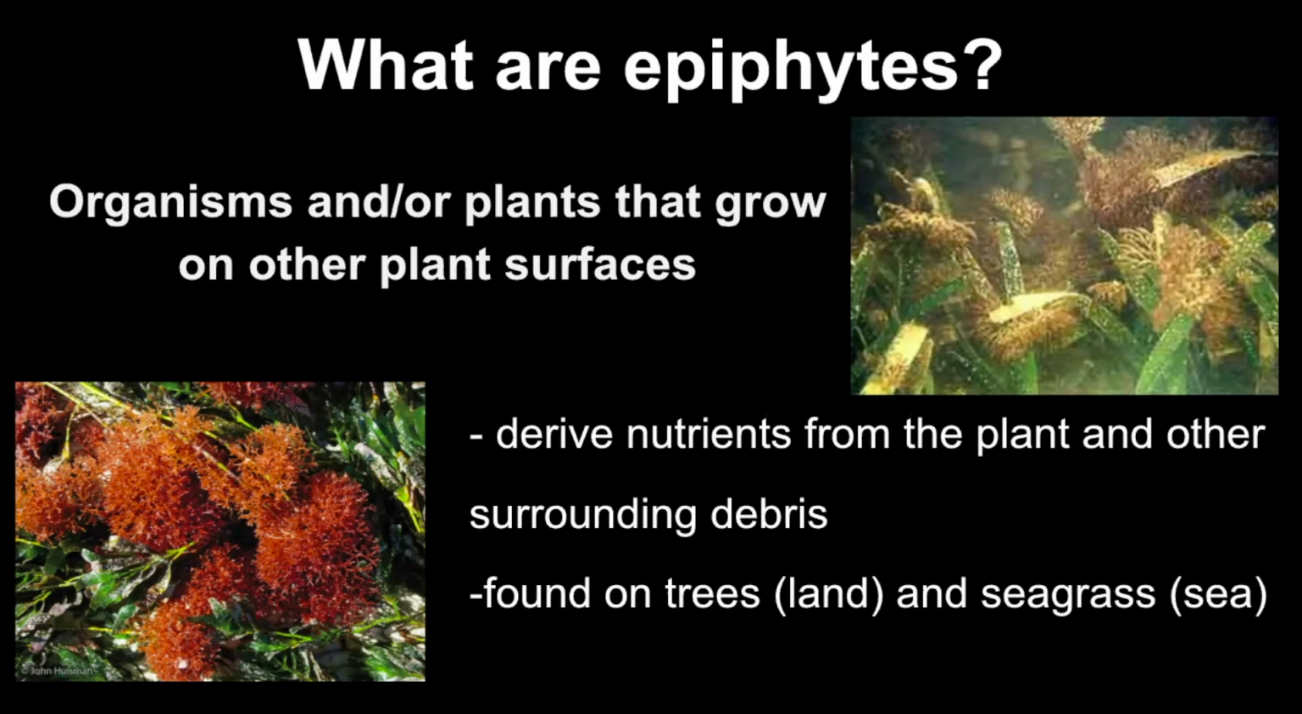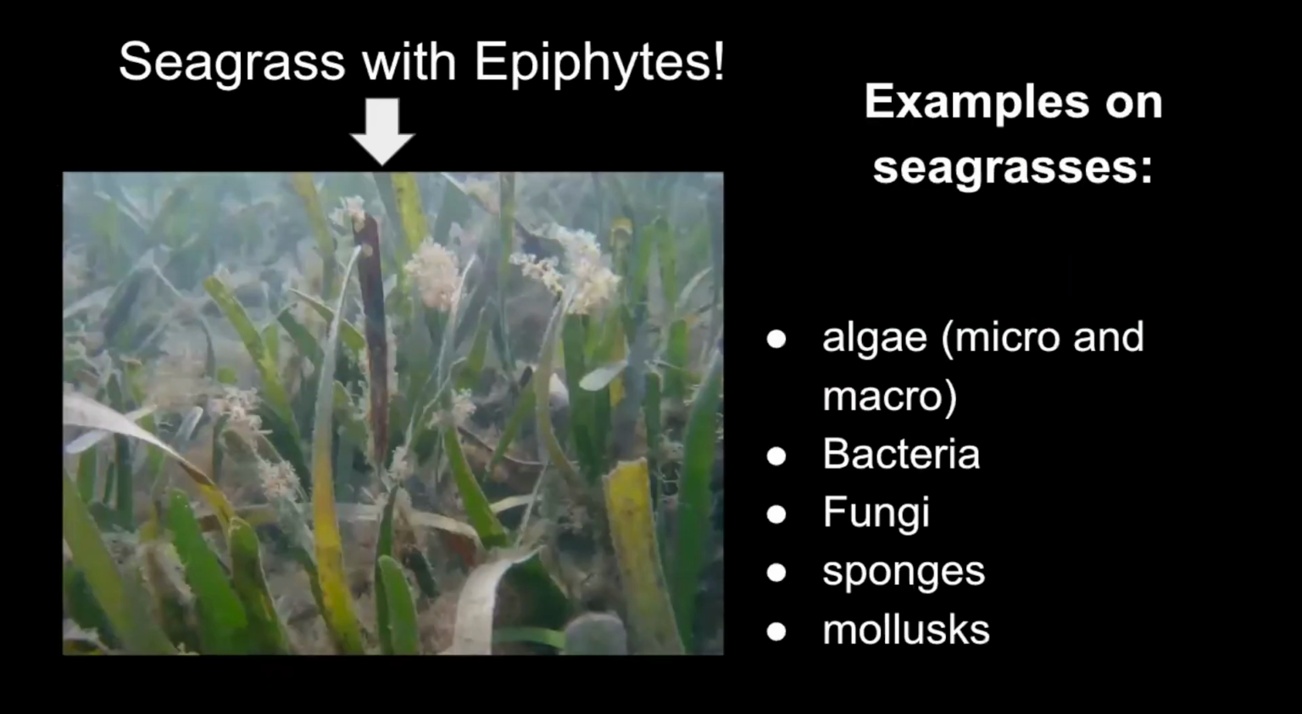Another thing you should know about epiphytes is that they are found both on land and in the sea. When on land, you could usually see it on trees, and in the sea, it is most common for them to be spotted on seagrass. Continuing on the topic of seagrass with epiphytes, here in this photo, you can see that there is a white or off-white growth on the blades of the seagrass.